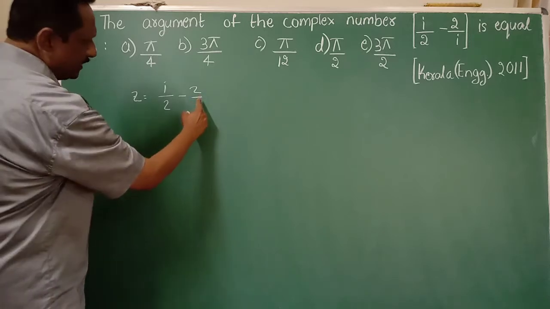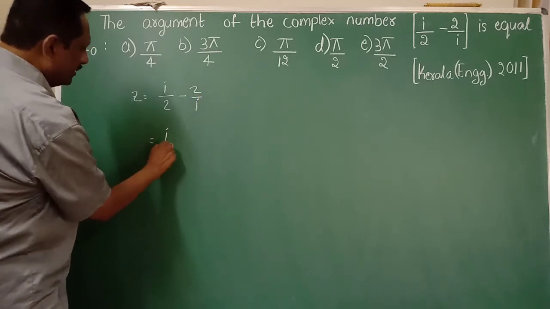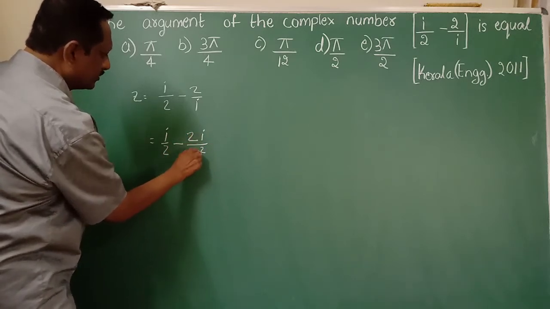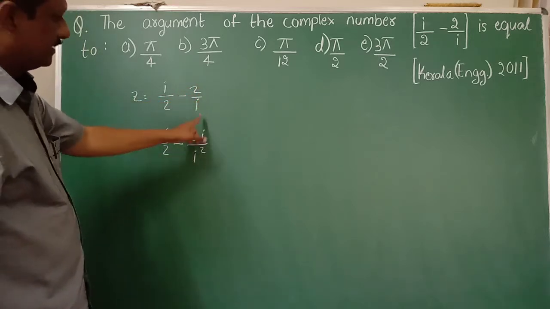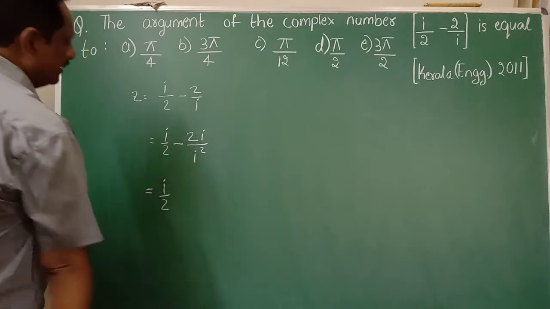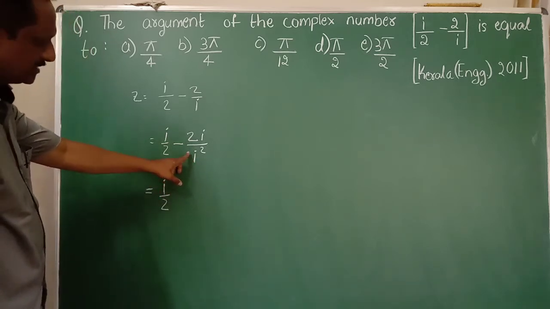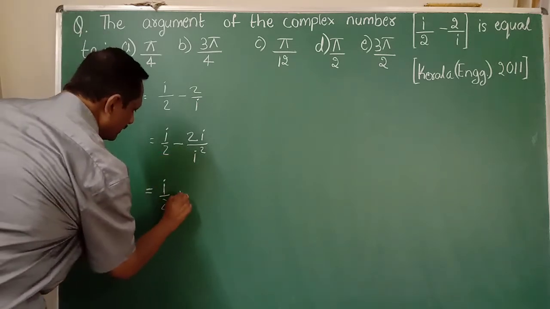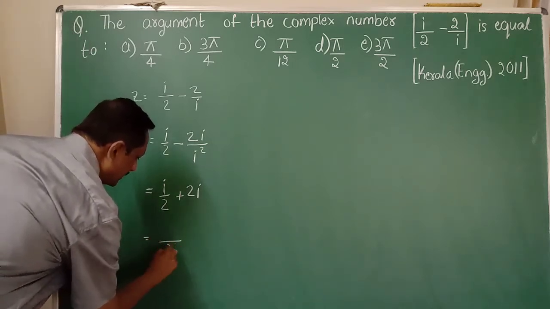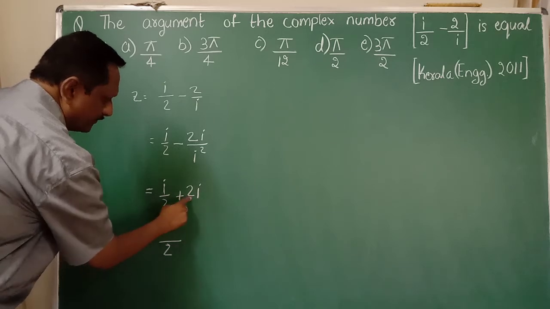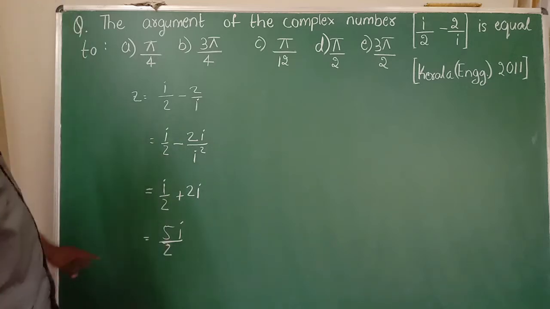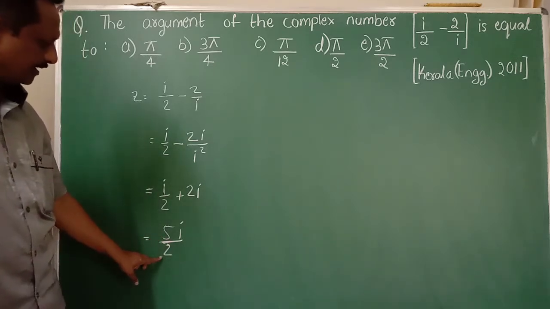Here, multiplying and dividing by i: i divided by 2 minus 2i divided by i square. Therefore this is equal to i divided by 2, and i square is minus 1, so this minus becomes a plus, so it is plus 2i. Taking 2 as the LCM, 2 2s are 4, 4i plus i becomes 5i. It is 5i. So that is equal to pi divided by 2 into i here.